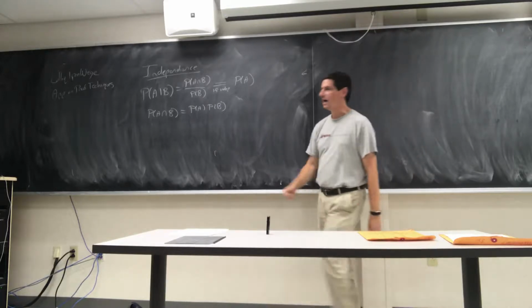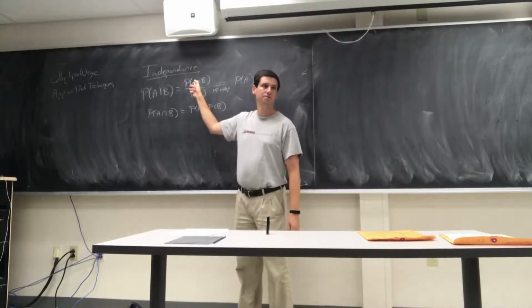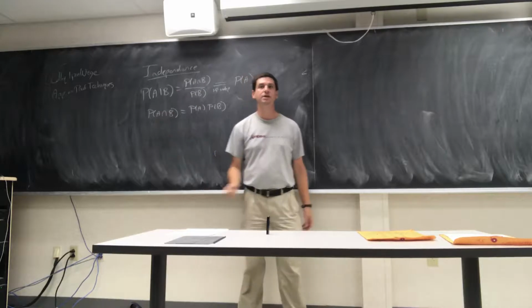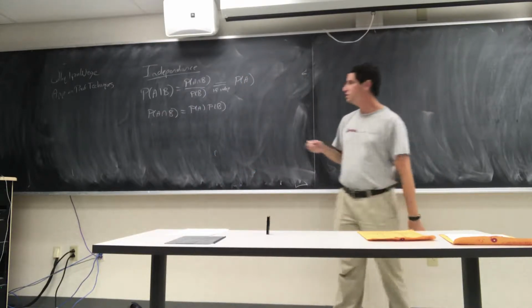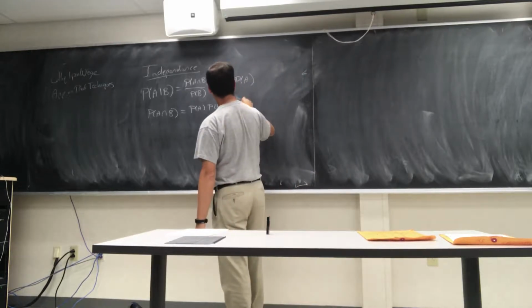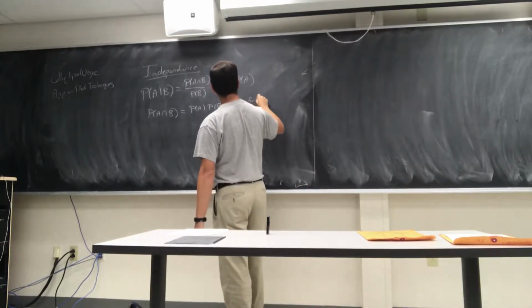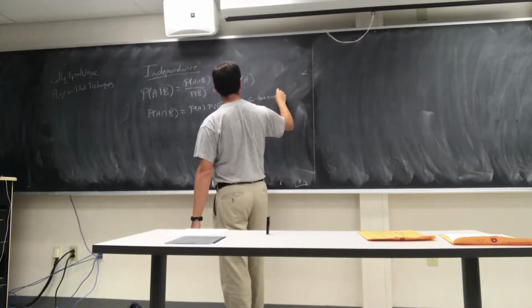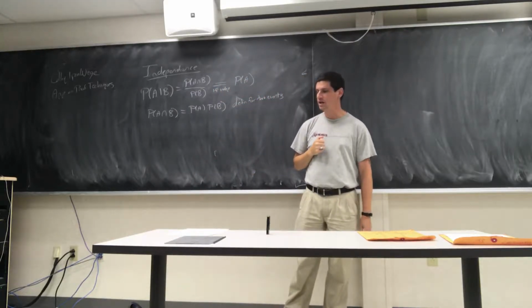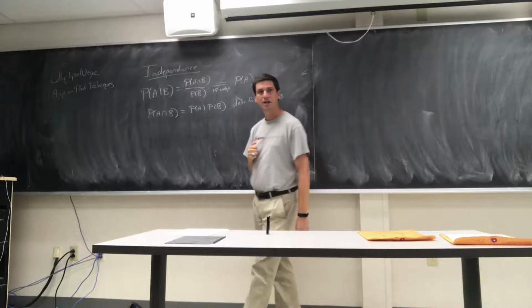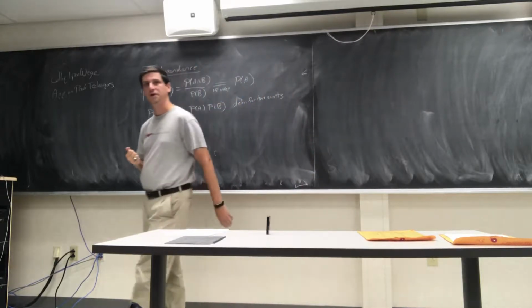Why is this better? I don't have to worry about division by 0. Also, A and B are now appearing symmetrically. So this will be our definition for two events. Two events will be independent if the probability of A and B is the probability of A times the probability of B.